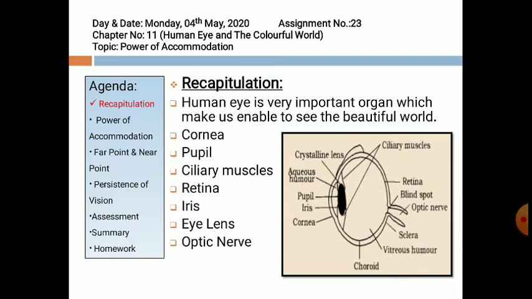Eye lens. It is a double convex lens present behind the pupil and made up of a fibrous jelly-like material. It is held in position by the ciliary muscles. Now, optic nerve. These are the nerves which connect the rod-shaped and cone-shaped cells of the retina to the brain and transfer electrical signals to the brain. I hope you all remember these parts of the eye.